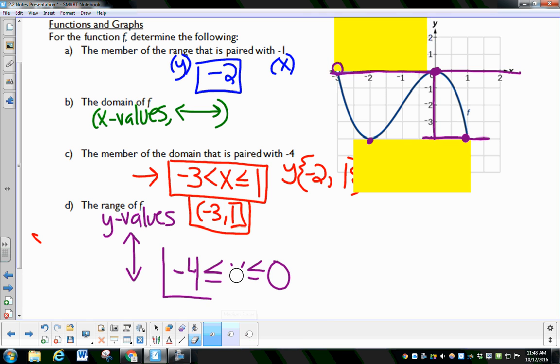Oops, I made a mistake. Since range is y values, we want to mark it with a y. That is what my y ranges from in that graph. The lowest is -4, the highest is 0.